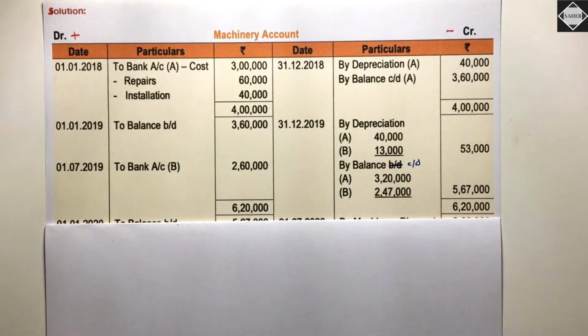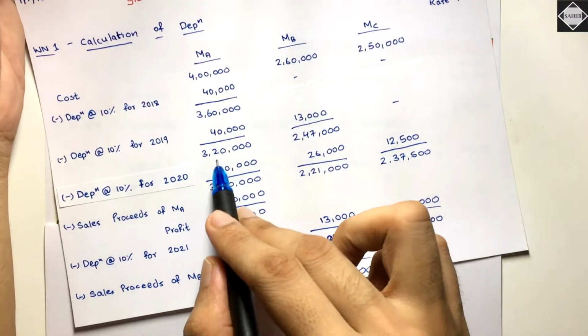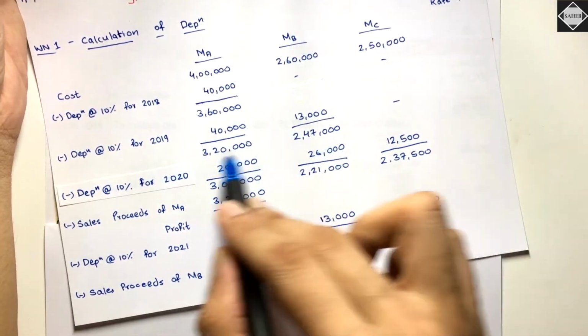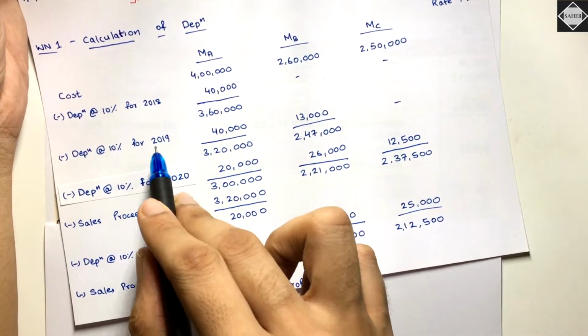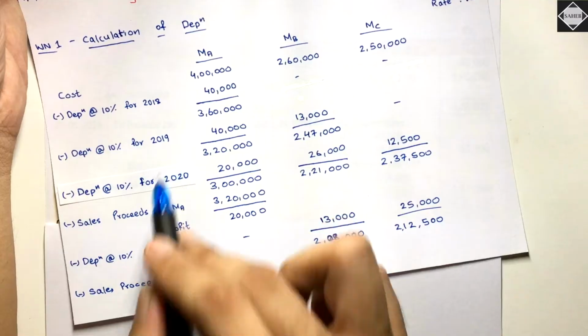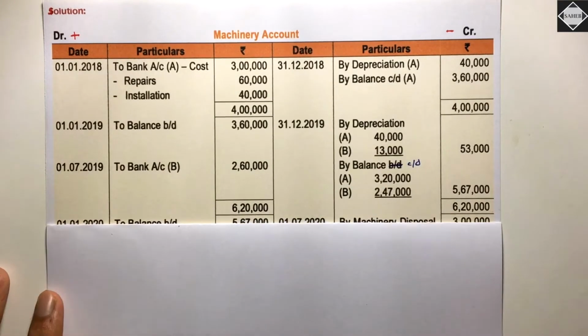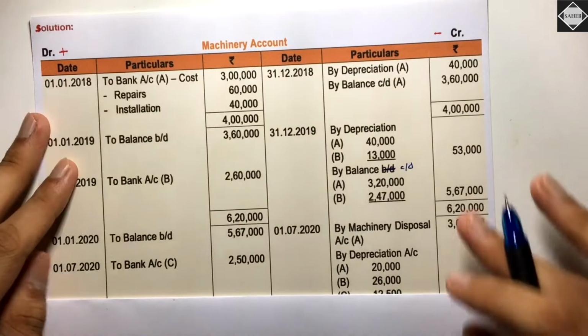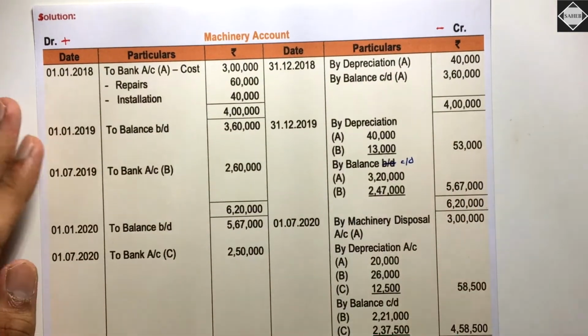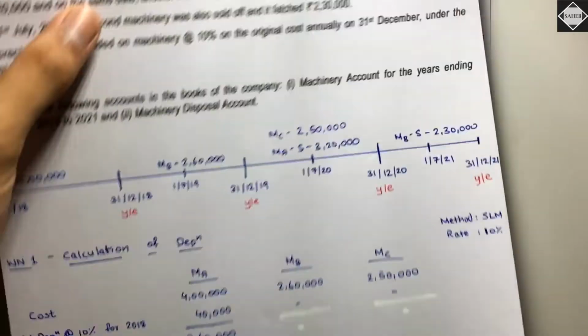But what you have to do, just look at the working note. All the calculation is completed. See here, 320 and 247. These are the closing balances, the WDV at the end of 2019. Clear? You get that, right? Moving forward, what else do we have to do? Let's see in the timeline, where are we?